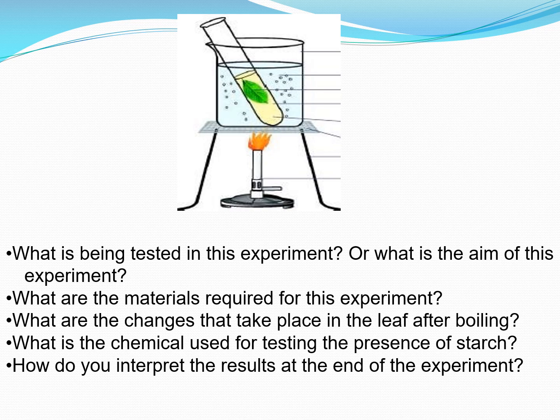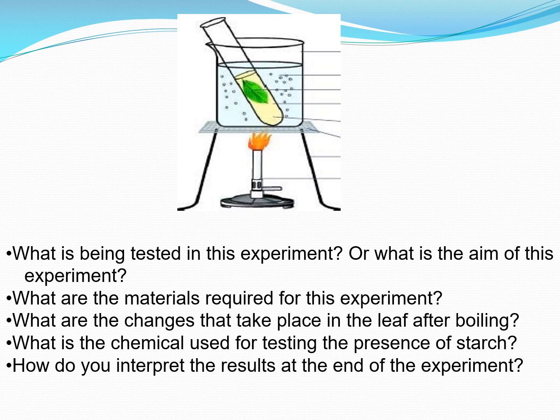Next question, what are the changes that take place in the leaf after boiling? The leaf becomes soft and pale. Next, what is the chemical used for testing the presence of starch? Iodine solution is used for testing the presence of starch.